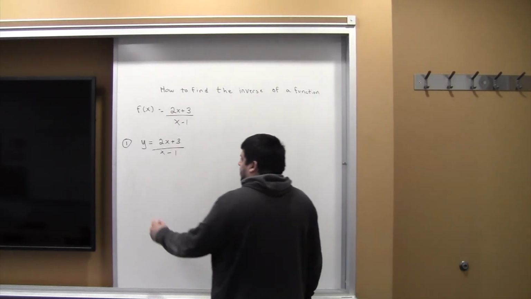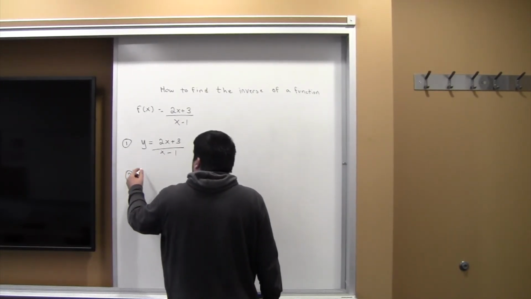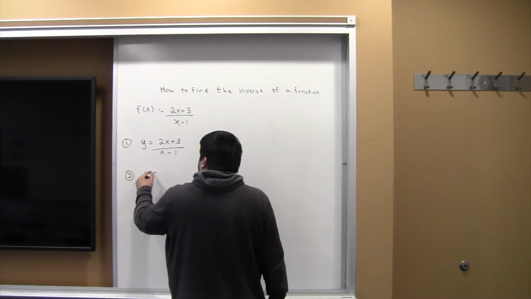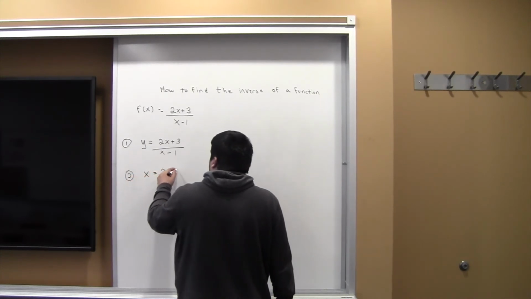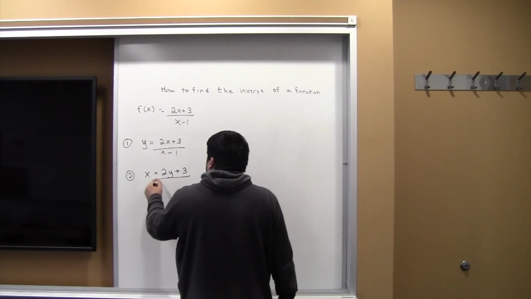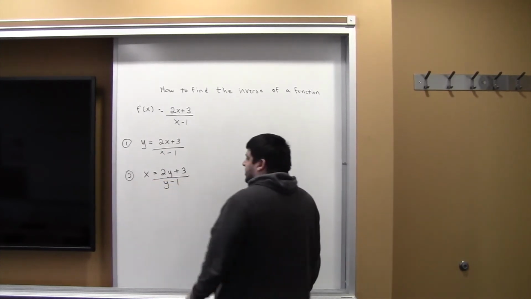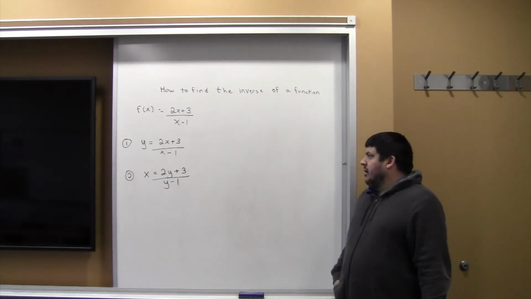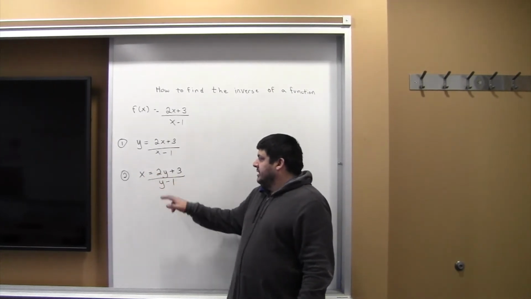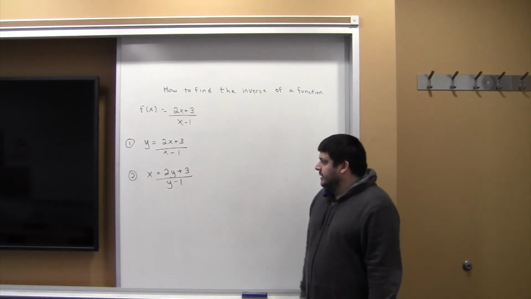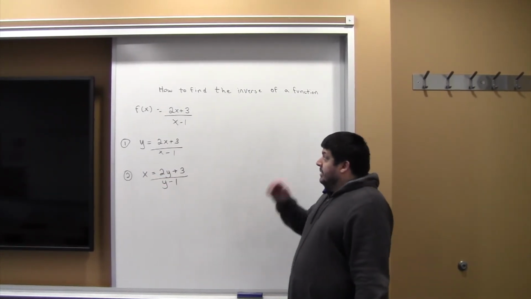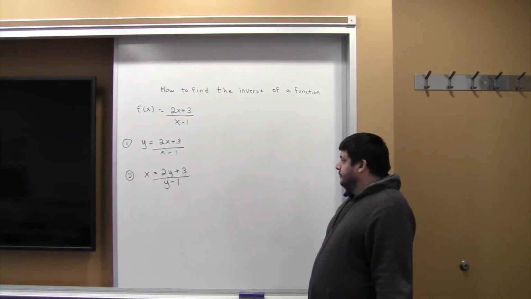The next thing we have to do is we need to replace every x with a y and every y with an x. Or we'll swap them. You notice now this was originally y and these were originally x's. We've swapped them successfully. And now we can begin solving for y.